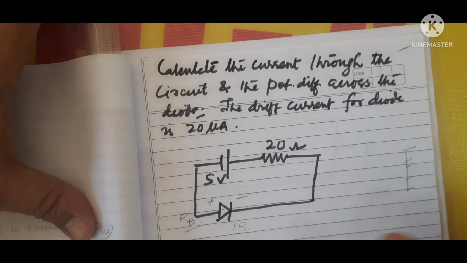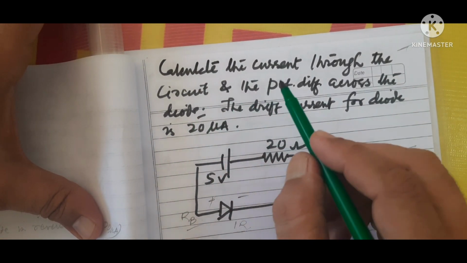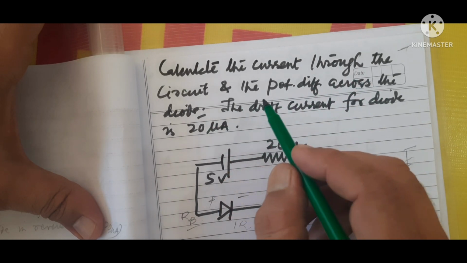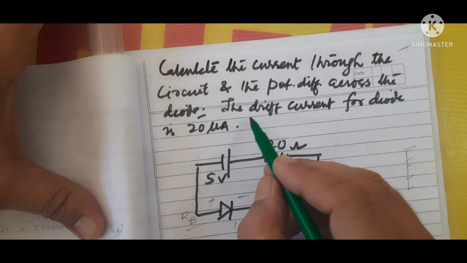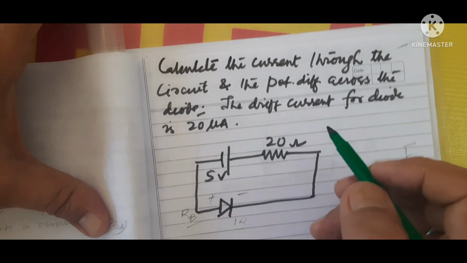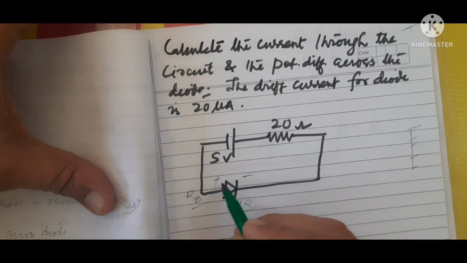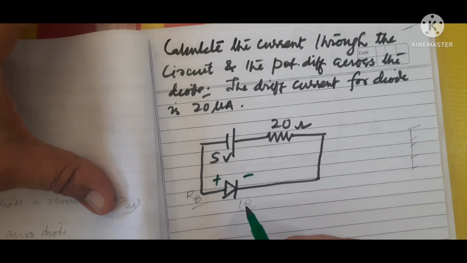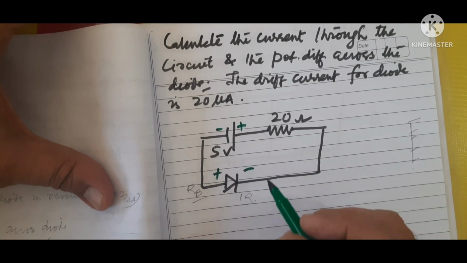Another question on semiconductors and semiconductor devices: calculate the current through the circuit and the potential difference across the diode. The drift current for the diode is 20 microampere. Just this diagram is given. This is the positive and negative of the diode, and here the negative and positive of the battery.